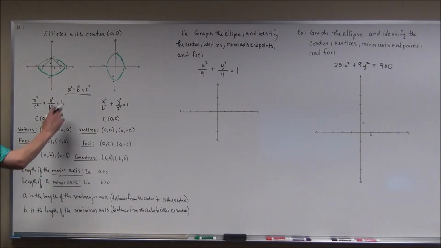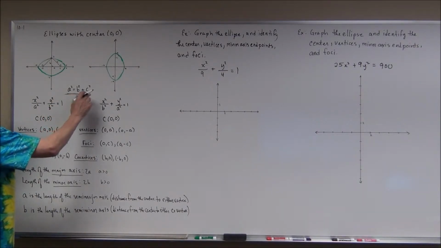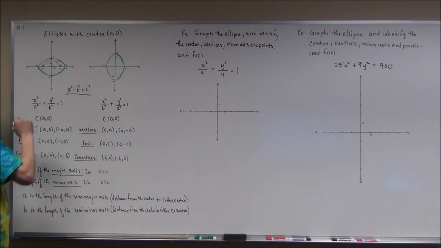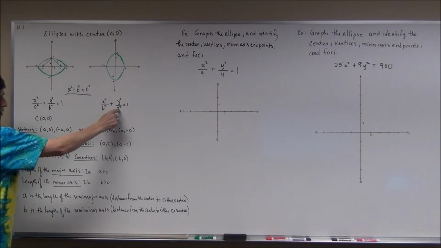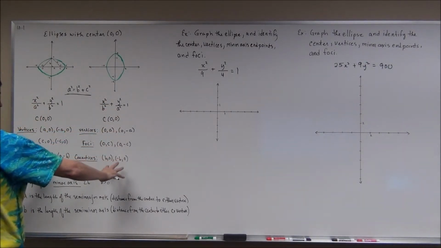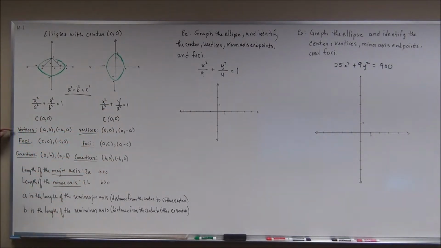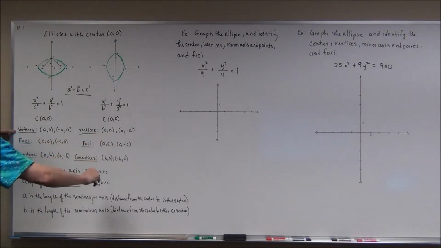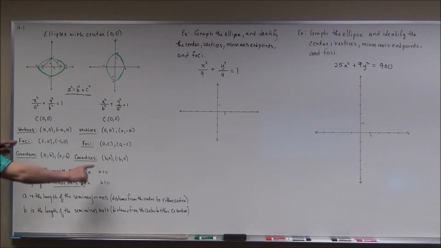Now remember, the relationship is a squared equals b squared plus c squared. You can see that a is bigger than b, so this is always going to be bigger than this. I have the centers at 0, 0, but for these types you can see slightly different information. Here the vertices are at A, 0 and opposite of A, 0. Here at 0, A and 0, opposite of A. Here are the foci for both, and here are the co-vertices for both.